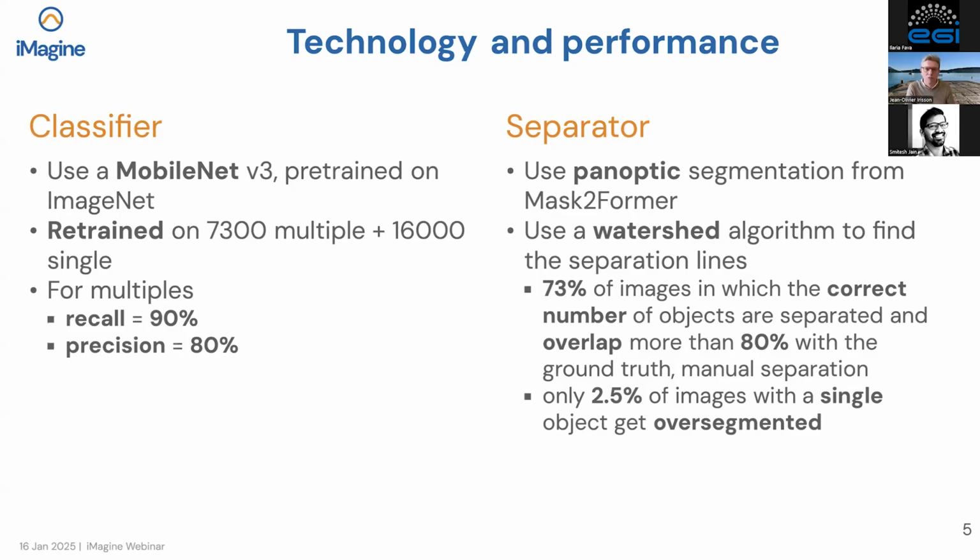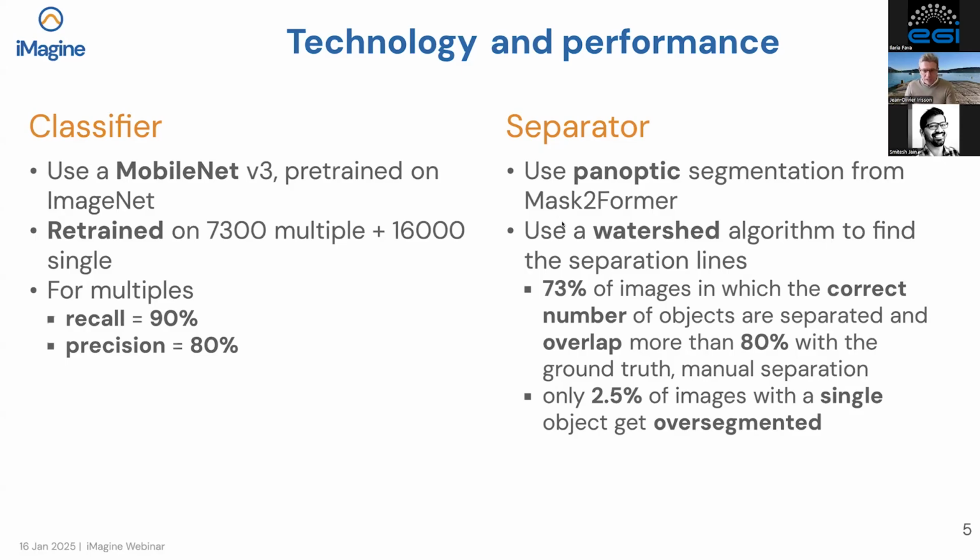And another good result that we're happy with is that when you run an image of a single plankton through this, most of the time it keeps it as a single plankton. Only 2.5% of the time will it cut it, so it will be over-segmented. Okay, so overall, it's not perfect, but I don't think any AI-based solution can be perfect. But we were really happy with the results.